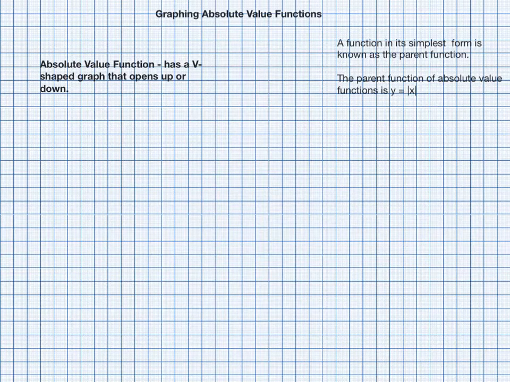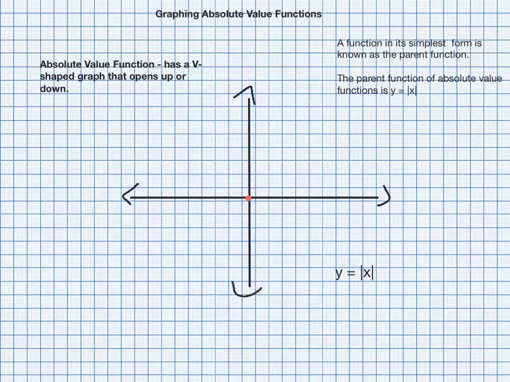The graph of the parent function is going to have a point at the origin. The reason we know that the point will be at the origin is because if I plug in 0 for x, I would have y equals the absolute value of 0, and the absolute value of 0 is 0. So when x is 0, y is also 0, and that coordinate would be 0, 0, which is at the origin. I also need two other points in order to draw this graph.